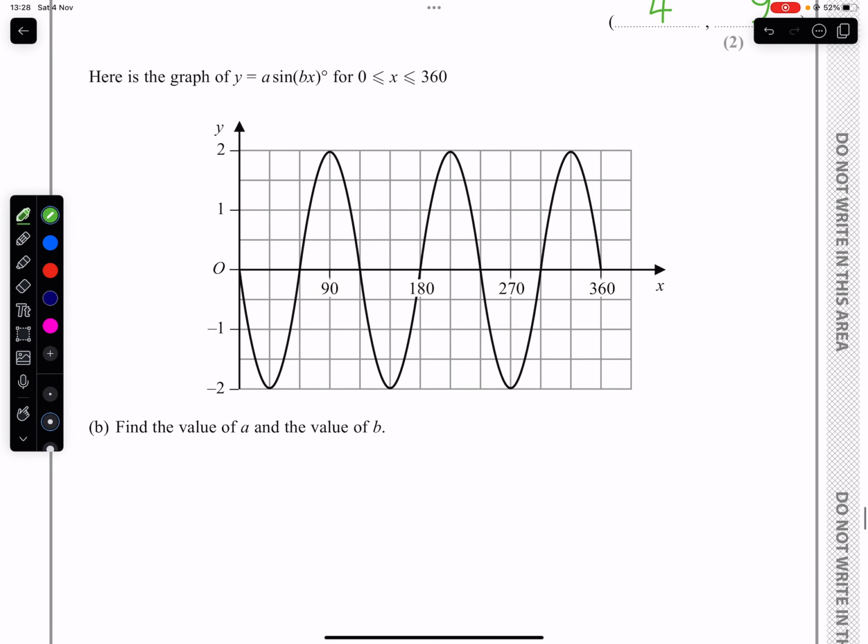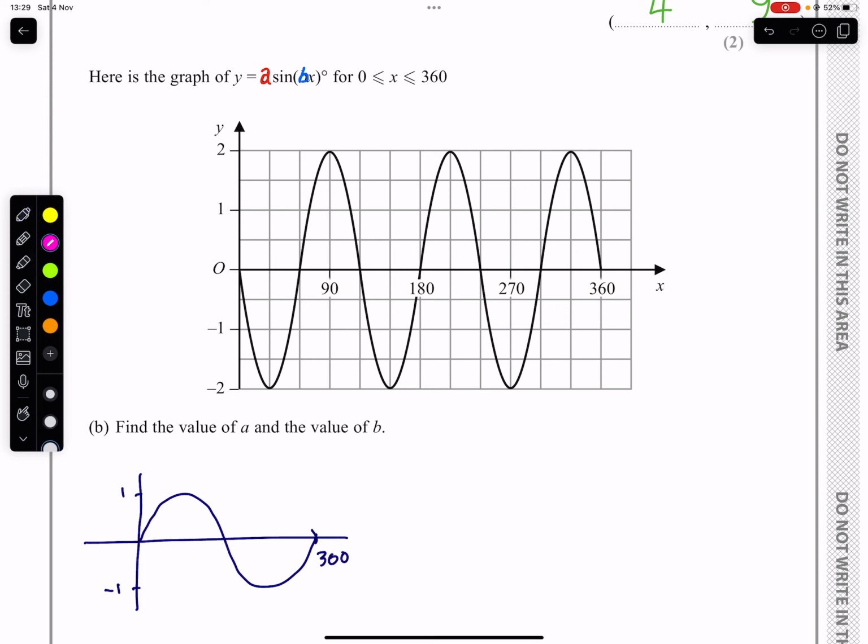Next part, we have a graph of a sine wave where we are given two transformations. We have A here and we have B here. And we're being asked to figure out what A and B are based on the graph that we see. So it's important to note what a normal sine wave would look like and then be able to make the comparison. A normal sine wave going through one cycle would go up to 1 and down to -1, starting from 0 and ending at 360.